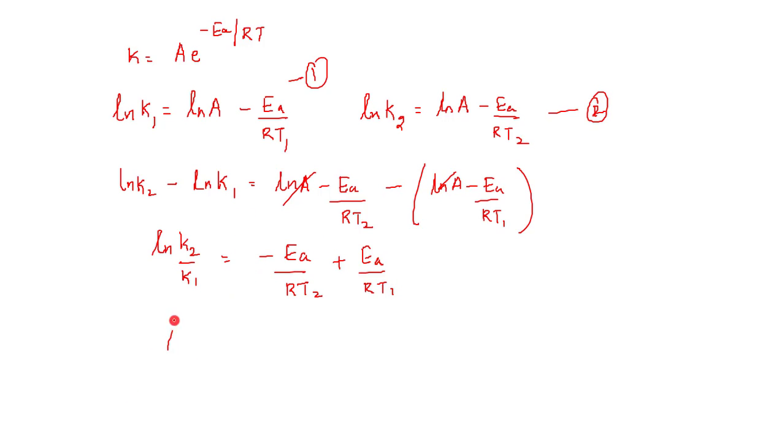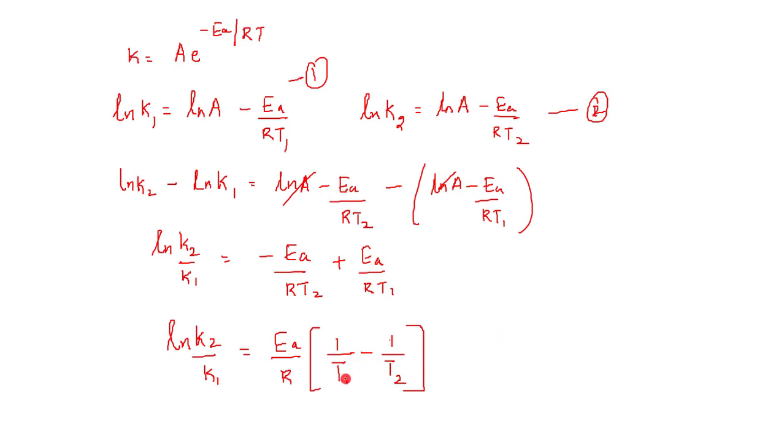Okay, what is common over here is ln of K2 by K1 is equal to, I will take out EA by R common, and in the bracket you will be left with minus 1 by T2 plus 1 by T1, or I can write 1 by T1 minus 1 by T2, right? You will get like this.